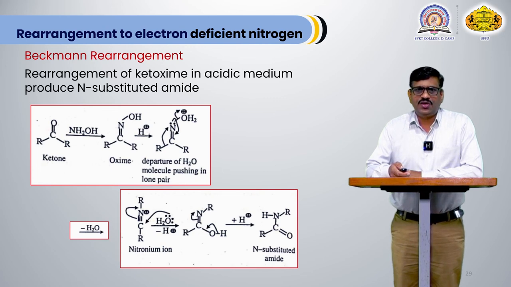In this case, ketoxime is first of all generated by using NH2OH, that is hydroxylamine. Ketone plus hydroxylamine produces ketoxime, and after that protonation of the OH group of that ketoxime takes place. OH is converted to OH2+. As it is a good leaving group, it leaves the molecule. At the same time, migration of R group takes place. There is formation of nitronium ion as an intermediate, and when water is added, there is formation of N-substituted amide as a product.